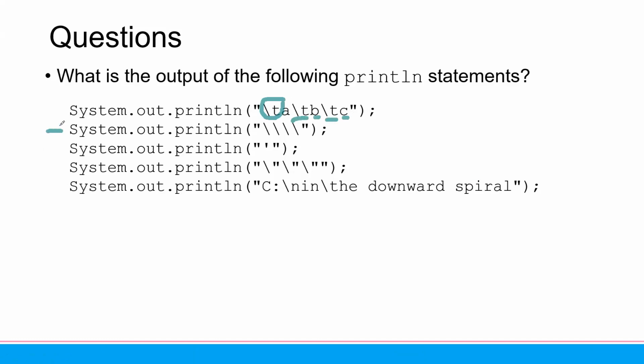What about the second? We print only a double backslash. What about the third? We have a single quote, so we print only a single quote. What about number 4? We have backslash double quote, so we will print a double quote. And then we have another backslash double quote, so we print a double quote, and then another backslash double quote, so we also have another double quote.